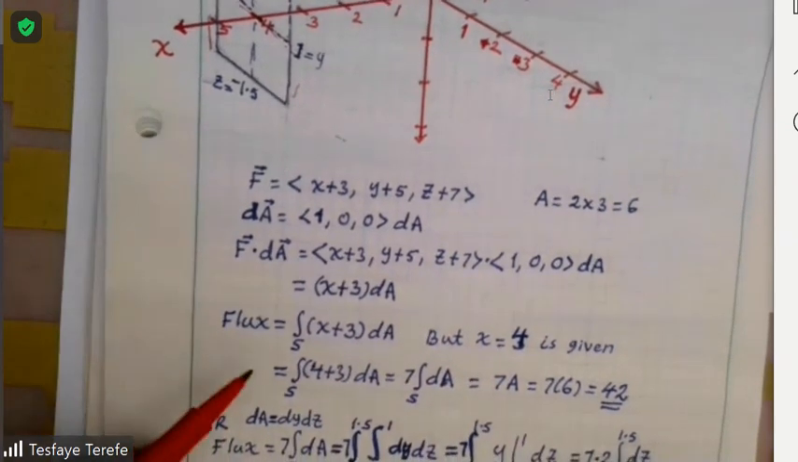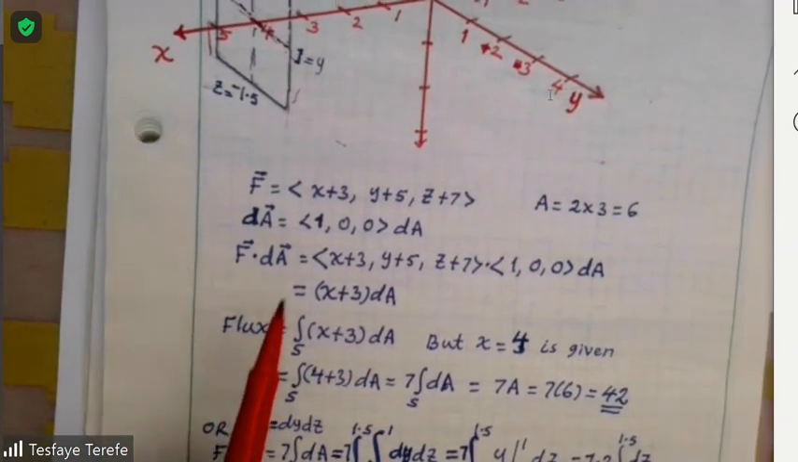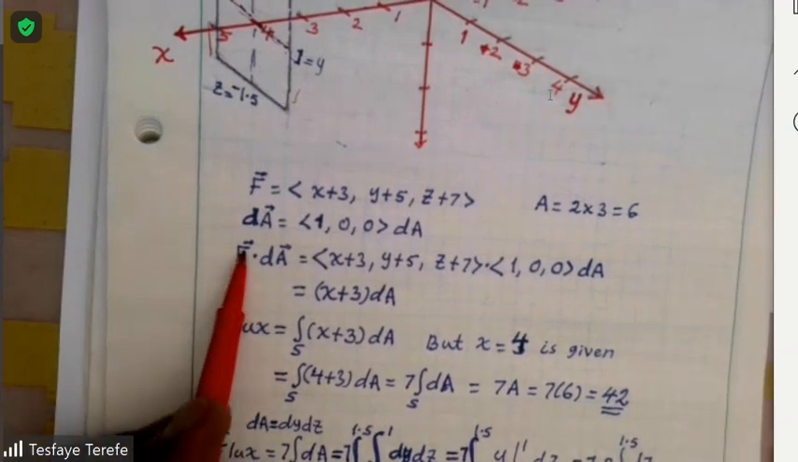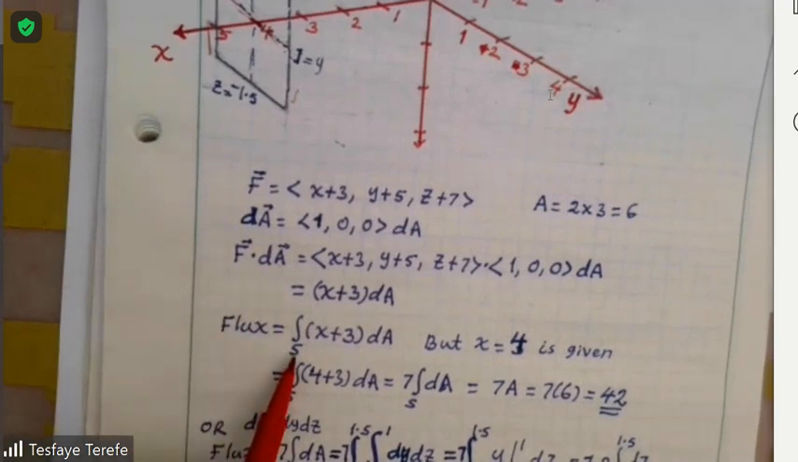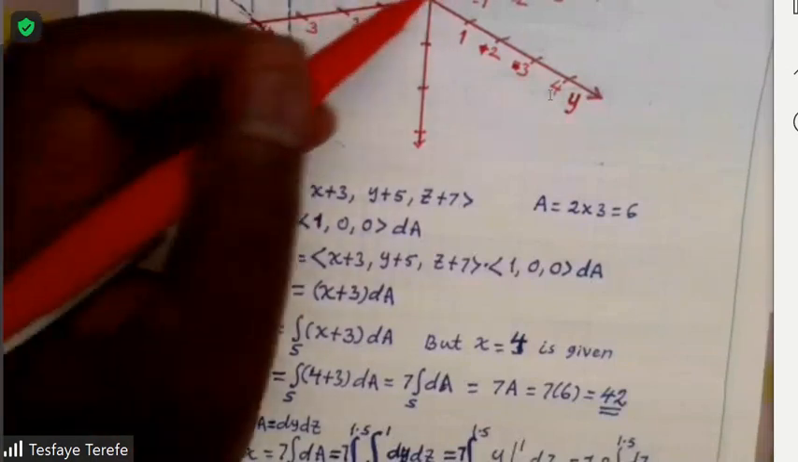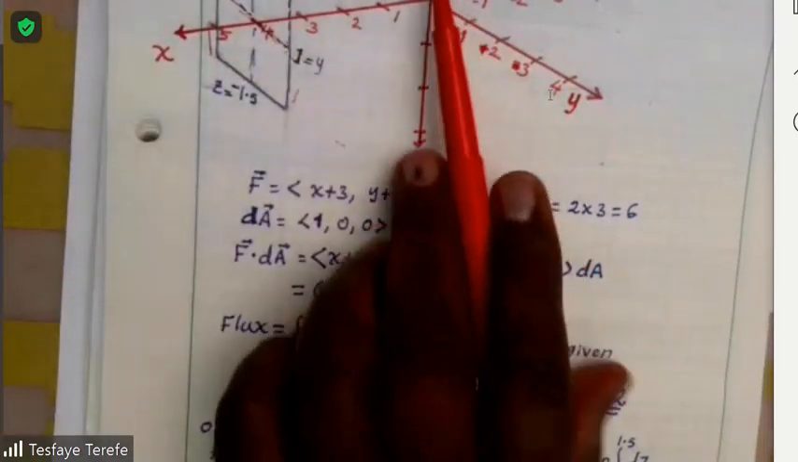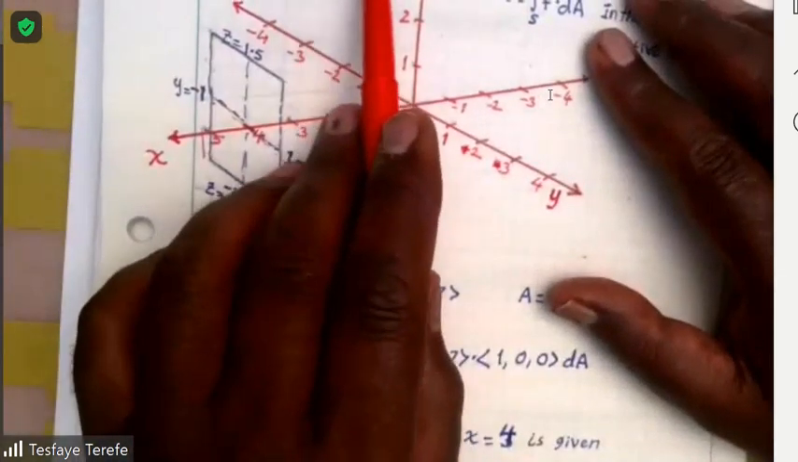Then the flux is going to be the dot product of the vector field and the vector area element. So that means the flux is along the surface S, x plus 3 dA. However, we are given x. X is really a fixed value. How far is it? It is 4 units because it is given here. X is 4, so I will plug 4 here. 4 plus 3 is 7, 7 times dA.